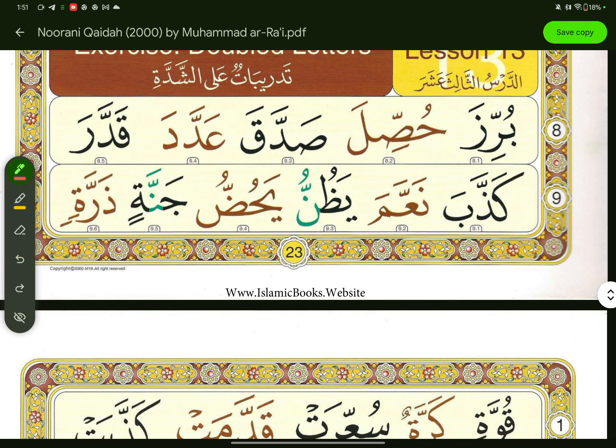Just practice. But everything I say now, you guys know. You guys know this is ba. You guys know this is ra. You guys know that is za. You guys know what is fatha, dhamma, kasra. You guys know what a sukun is. You guys know what a shadda is. You guys know what elongating is. So that's it. There's nothing really more to it than that.